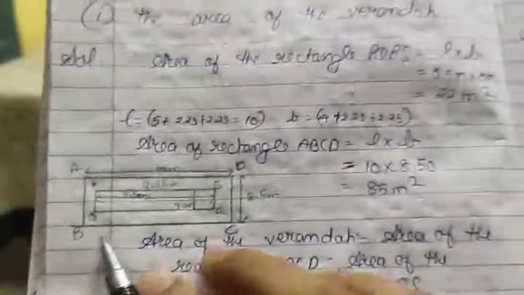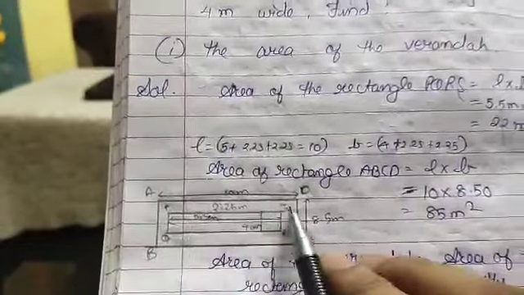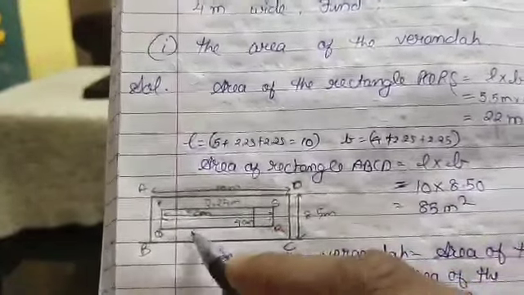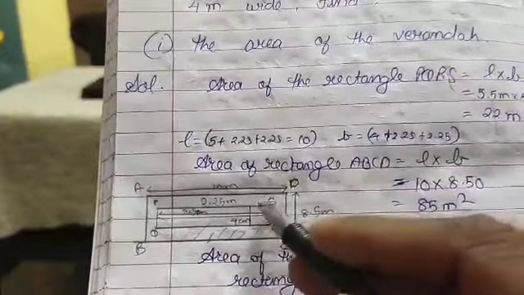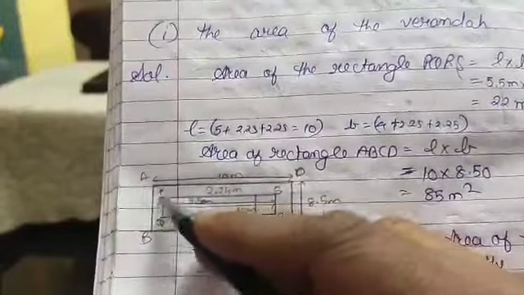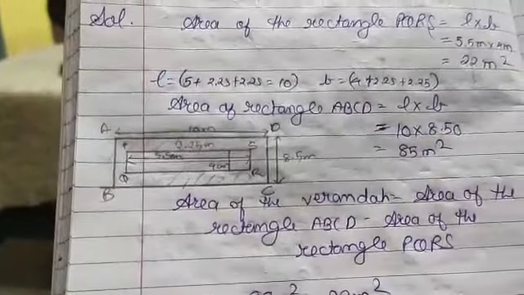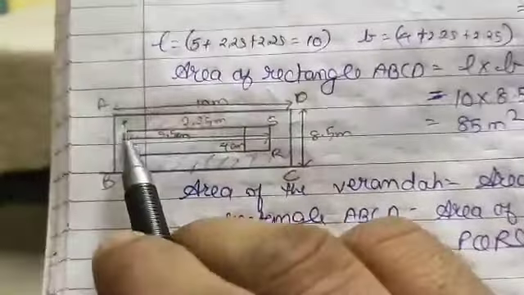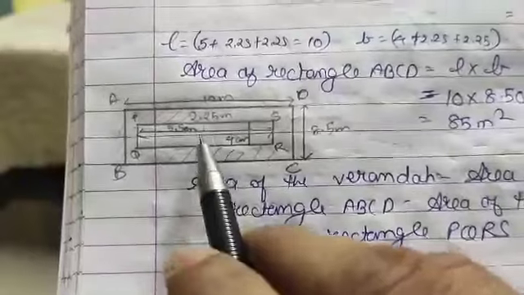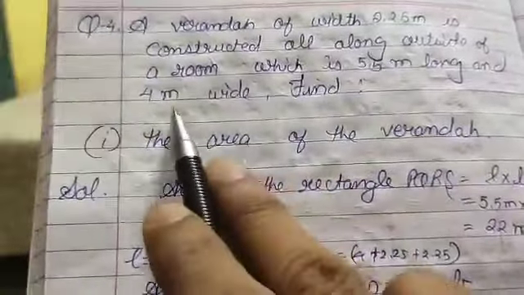Now see, this is the area of a veranda. If I shade it like this, this is the area of the veranda, which is constructed all along outside the room. This is the area of the room. I had named it PQRS, whose length, that is 5.5, and breadth, that is 4 meter, is given.